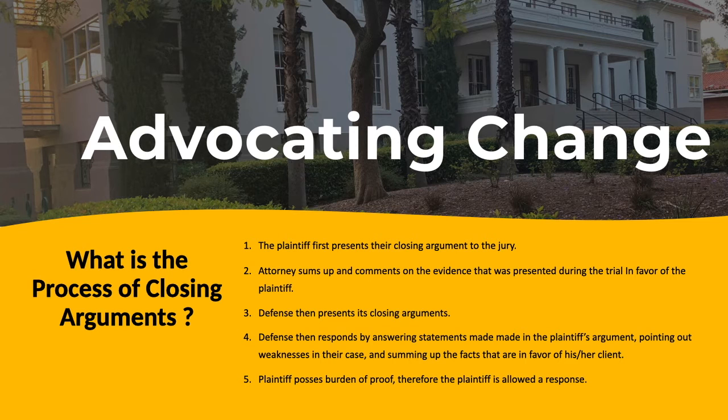Since the plaintiff has the burden of proof, the plaintiff is therefore allowed a response. This is the chance for the plaintiff to respond to the defendant's points and make a final appeal to the jury. The defense could choose whether or not to respond with another closing statement. If so, the plaintiff loses the right to make a second argument.